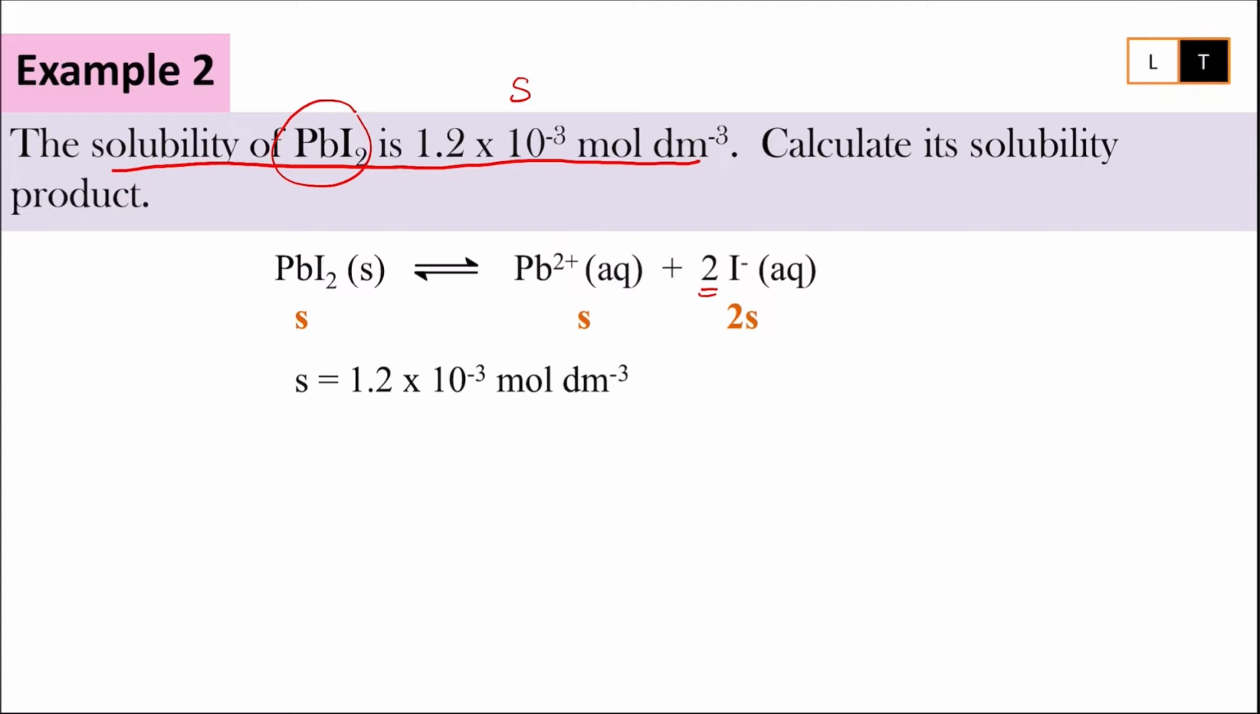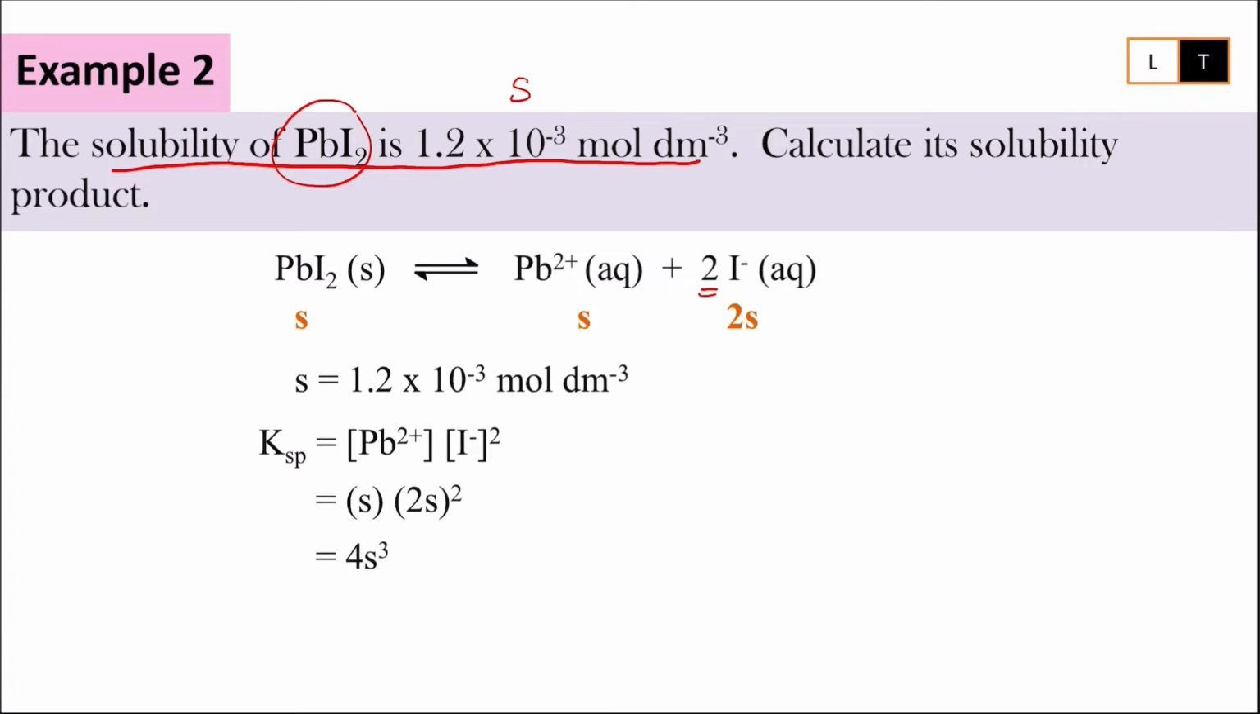Seterusnya, KSP punya expression kita akan tulis bersamaan dengan concentration Pb2+ darab dengan concentration I- kuasa 2. So awak ada kuasa 2 merujuk kepada koefisien dia. Tulis dulu expression, baru awak masukkan value, di mana value sekarang kita gunakan simbol S. So masukkan dekat bahagian yang sepatutnya, awak akan dapat 4S3.